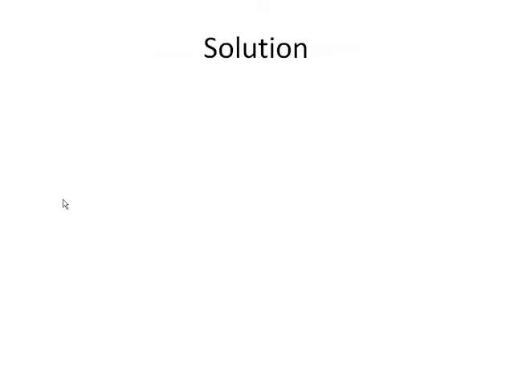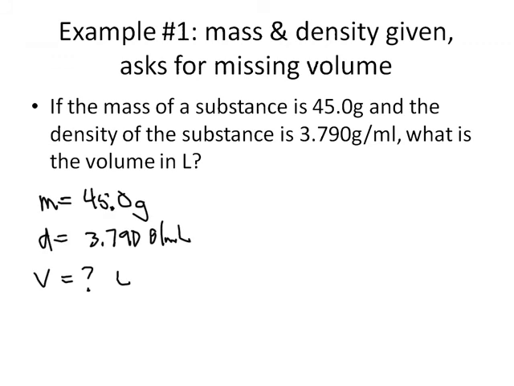Okay, so I've got to go back and pick up the problem because I forgot. So we have 45 grams, 3.790 is our density, and we want the volume. So it's a good idea to start with a simple unit. Notice here I have grams, and here I have grams per milliliter. So the simplest unit is grams. And we can think about this problem as essentially changing grams to liters.